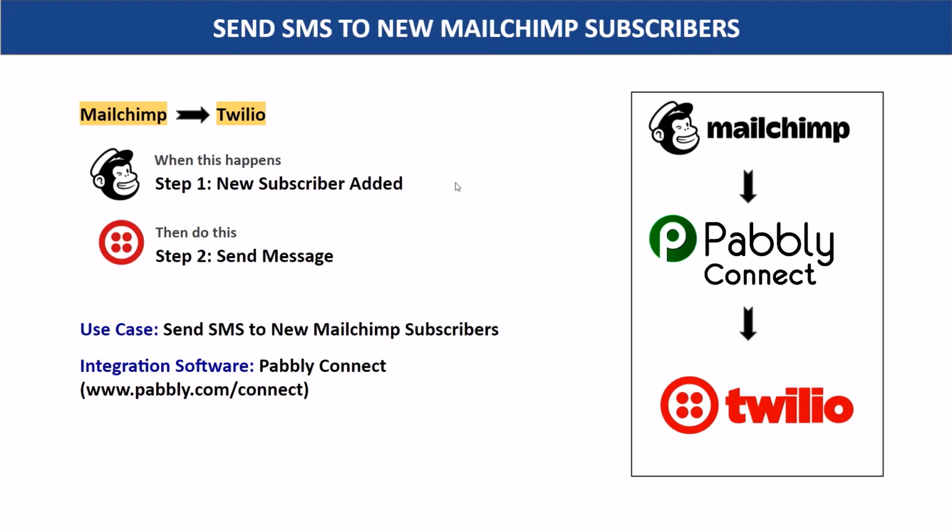So that is why I would suggest that you bring in some automation so that whenever a new subscriber is added in Mailchimp, automatically send a message. So in this video, we will be using Pabbly Connect to integrate Mailchimp and Twilio. The best part of using Pabbly Connect is there is no need for coding skills or programming knowledge. It can be done easily. Let me show you with an example.